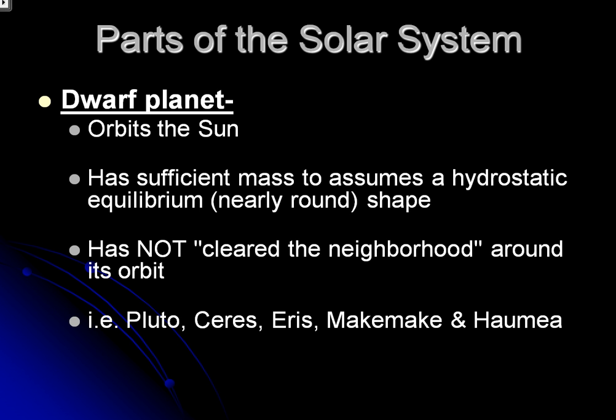Another part of the solar system is the dwarf planets. These orbit the sun. They're large enough that they've got a round shape, but they have not cleared the neighborhood. Examples of these are Pluto, which had previously been considered a planet, but also Ceres, Eris, Makemake, and Haumea. All of these would have been classified as a planet under the old system, but now we put them together into one group that is more concise. They are the dwarf planets. They aren't big enough to have completely cleared out their neighborhood.